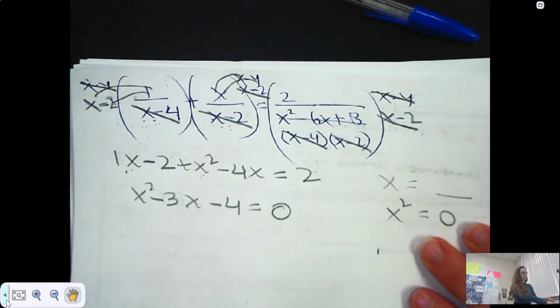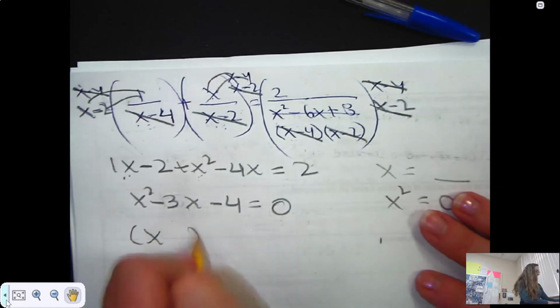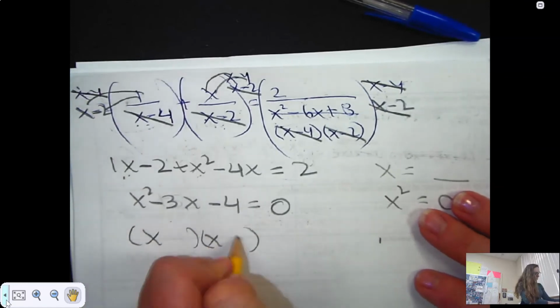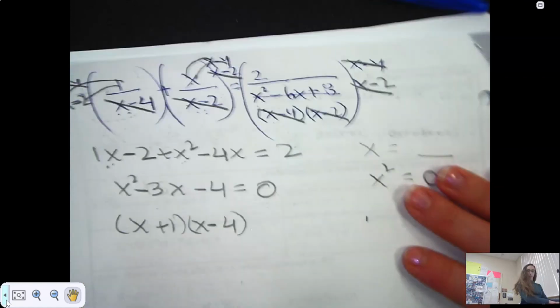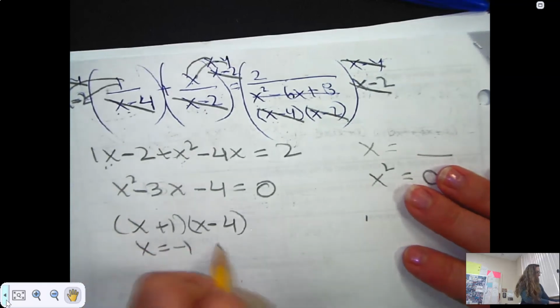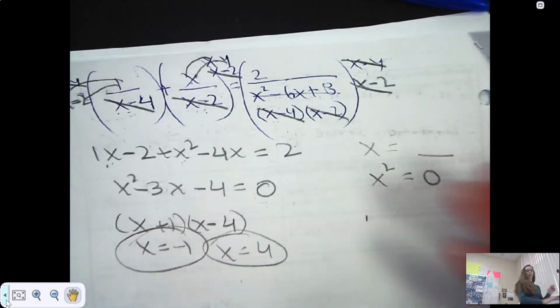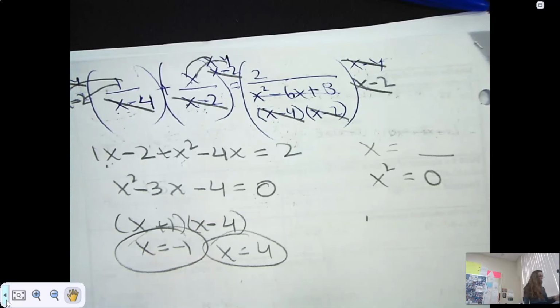All right. Now I want to find two numbers that multiply to get 4 and add to get 3. So I set it equal to 0, and I get x equals negative 1, x equals 4. And I circle it, and I get so excited. But remember what you have to do. You have to check for extraneous solutions. Just because you get an answer doesn't mean it works.